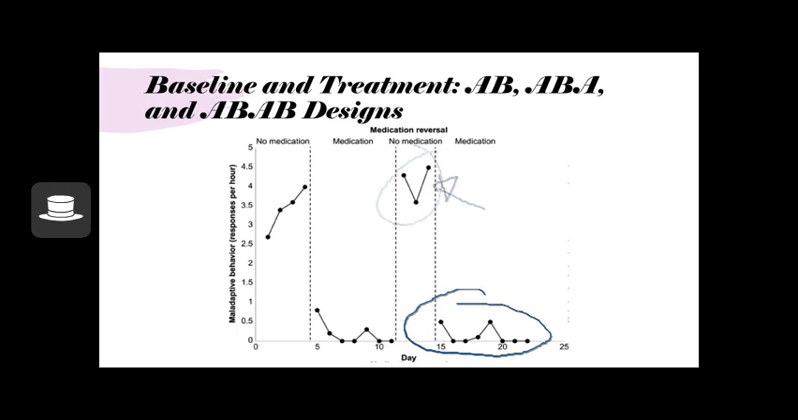So if I only do a baseline and a treatment, it would be called an A-B design. A is a baseline, B is a treatment. If I do a reversal, then it is an A-B-A design. I start with a baseline, no medication. I give them the medication, and I take away the medication. And if I were to reintroduce the medication, which would be one more treatment period, that would be A, B, A, B. And that is the single case design.